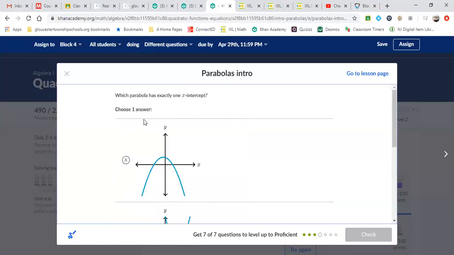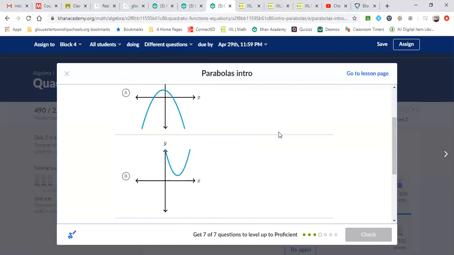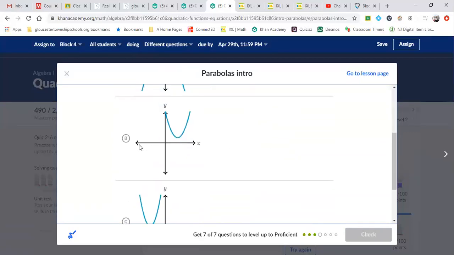Once again, pictures, you can do this with your eyes. Exactly one x-intercept. Make sure you read if it says x or y, because that's a really important point. All of these parabolas will have exactly one y-intercept, but this one has to have exactly one x-intercept. Cross the x-axis just one time. Well, here's my x-axis. This blue line crosses the x-axis 2 times. No good.